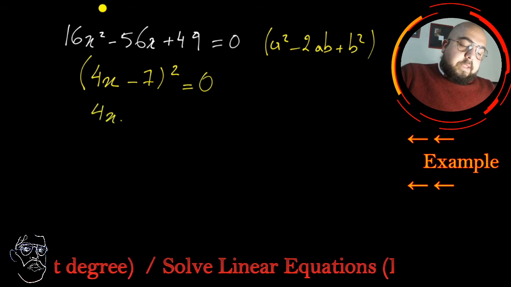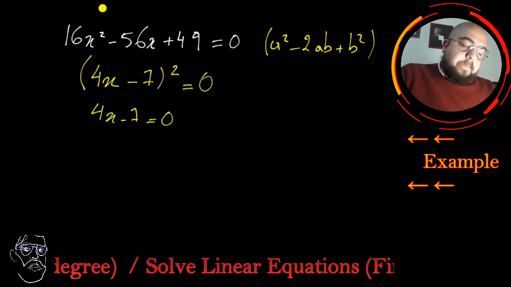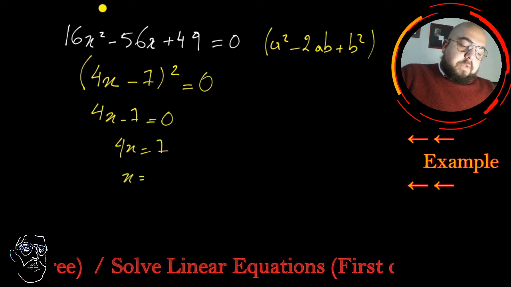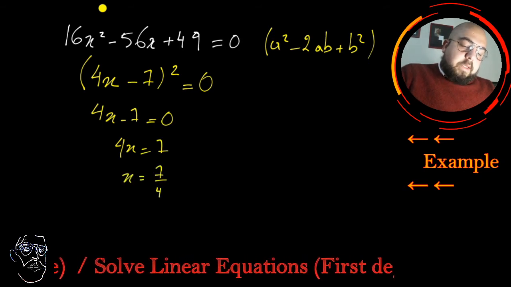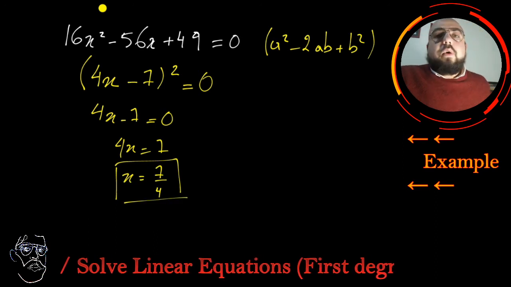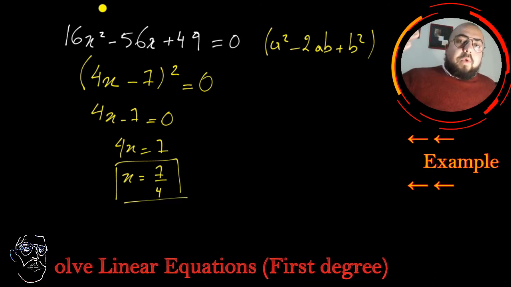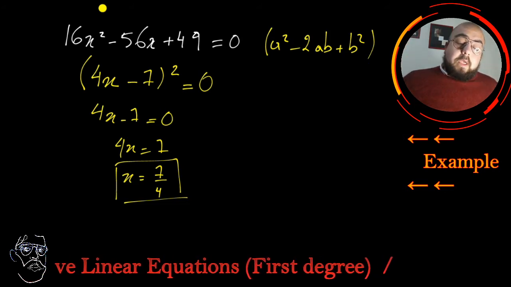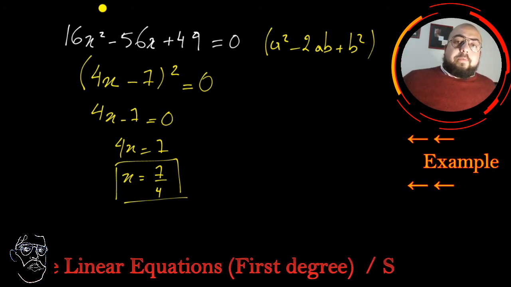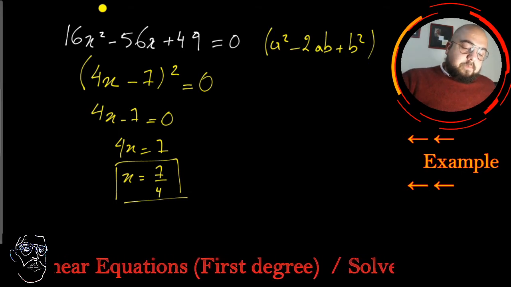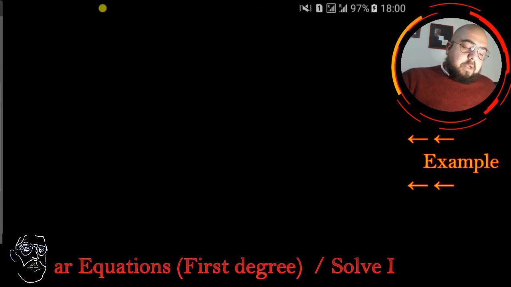So this reminds me of a² − 2ab + b². So 4x − 7 = 0, 4x = 7, x = 7/4. And this is how you get your root 7/4. So from second degree, I was able to find its linear form. I factorized it, and then I was able to find the root or the solution. Let's take a new example.